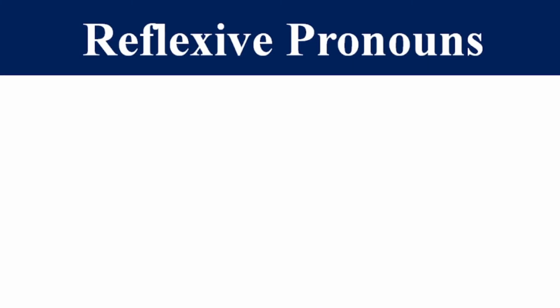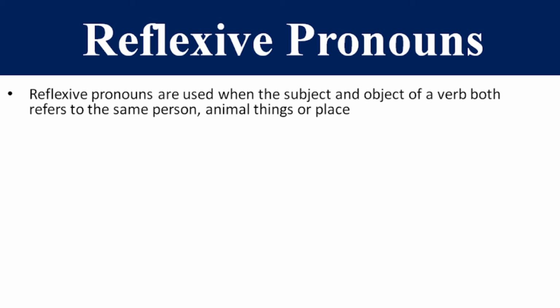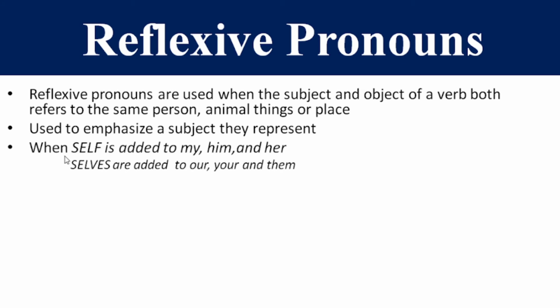Next we'll go to the next type, that is reflexive pronouns. Reflexive pronouns are used when the subject and object of a verb both refer to the same person or animal or things or a place. In this context, reflexive pronouns are used to emphasize a subject they represent. Look at here. When we use self, self is added to my, him and her. Selves are added to our, your and them.